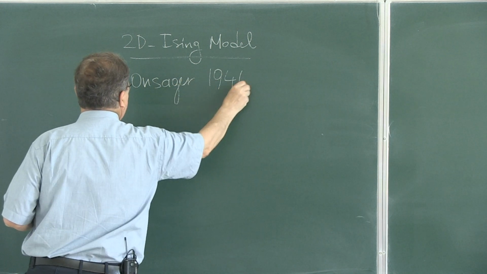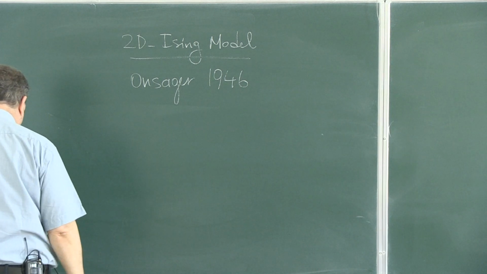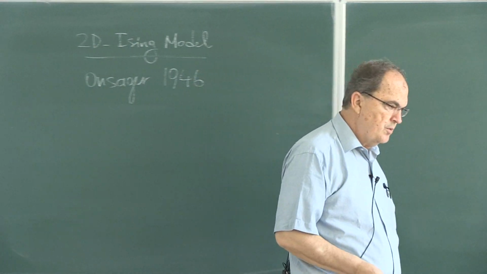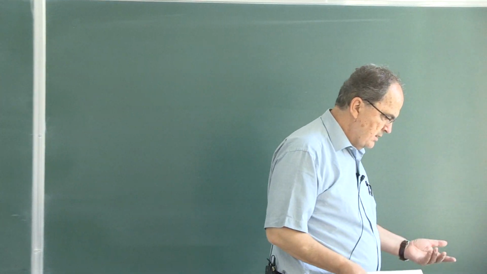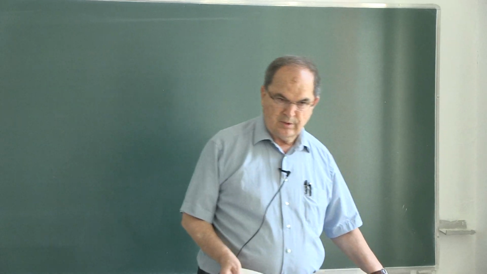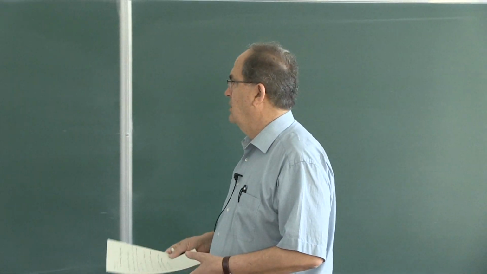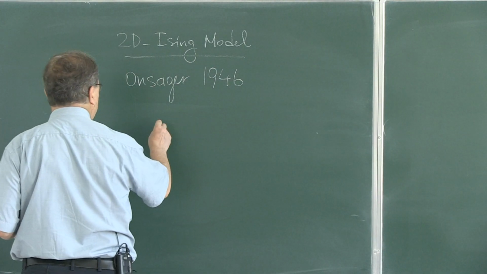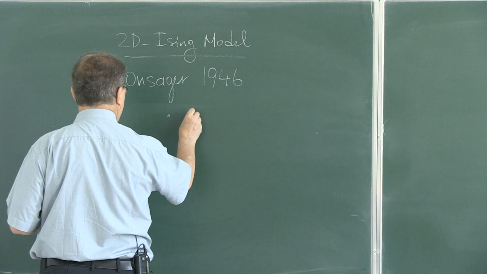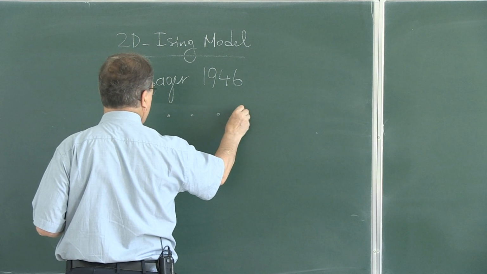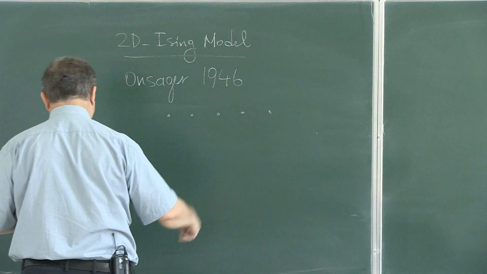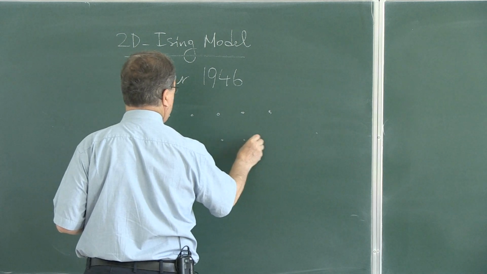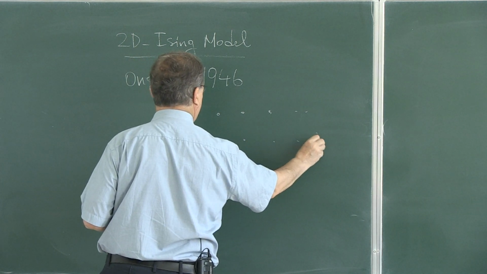1946. Well, the exact solution is given in chapter 12 in your book. And as I told you, Huang's book also has a 20-page solution. Here we have a two-dimensional spin lattice. So there's something like this, going for n spins. Okay.